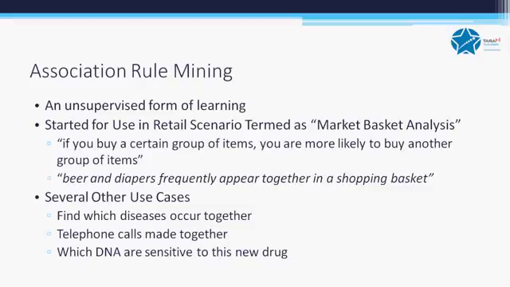There are several other scenarios in business contexts. For example, if you have a disease of one kind, along with that there are some more diseases which very commonly occur together. Or in case of fraud detection by an investigative wing, they look at which telephone calls are made together by criminals so that you can identify more people who are associated together. Or in the context of drug analysis, we find out which DNA are sensitive to a specific new drug. So there are several use cases of association rule mining.